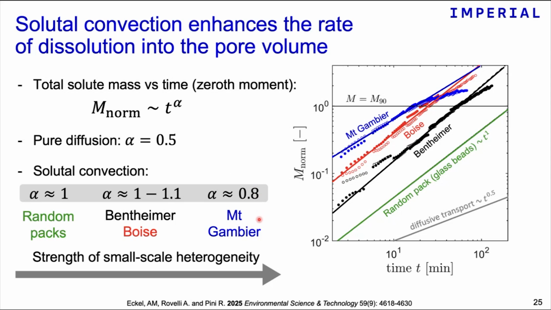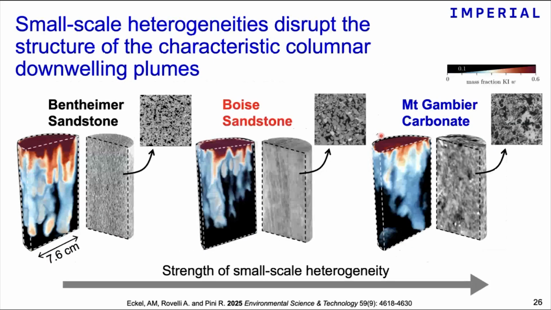So we already have an indication that heterogeneity also plays an important role in controlling the rate of mixing and dissolution of solutes within the brine. And actually the imagery that we obtain from the X-ray computed tomography images confirms that, right? And the interesting observation is that the presence of heterogeneities in the rocks disrupts the structure of these characteristic columnar plumes that we have seen in the videos that I showed you before.